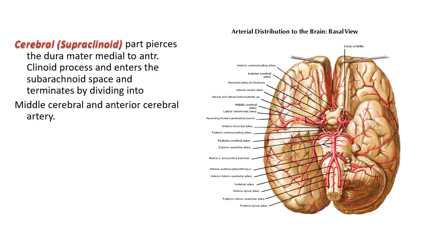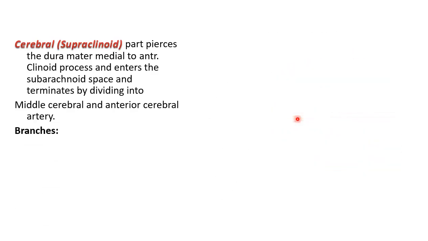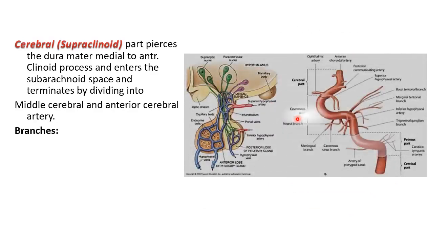So these are the two terminal branches. Now coming to the other branches in the cerebral part, we will see these other branches, and then we will pass on to the two terminal branches, which is very important. Branches mainly in the supraclinoid or cerebral part include first your superior hypophyseal artery. So this is your cerebral part, which you are able to see here.